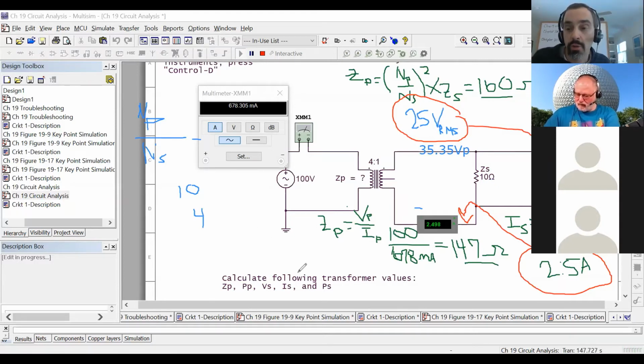Who needs a break? Can we go another 10 minutes and take a break? Yeah, that's fine. Okay, I'm going to stop the share. Any questions in regards to this circuit at all? That covered impedance transformation, and it covered the transfer ratio, calculating all of the peak to peak, RMS, impedance transformation, current.